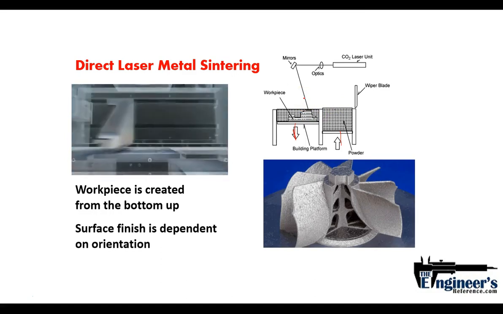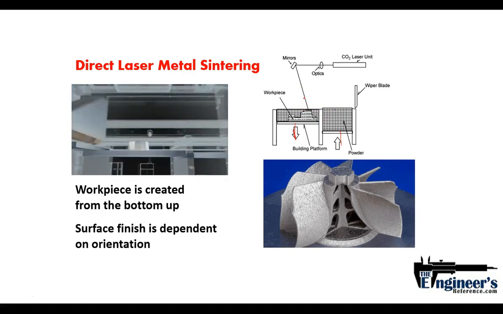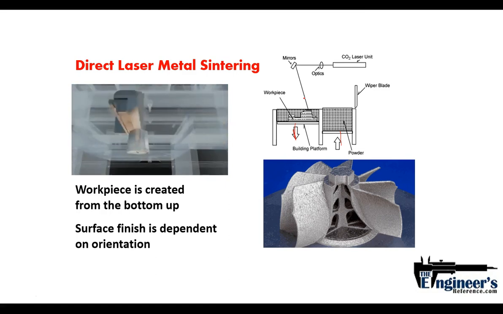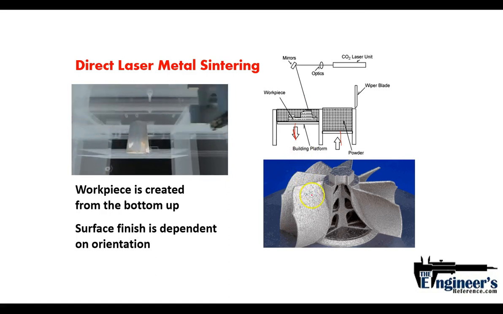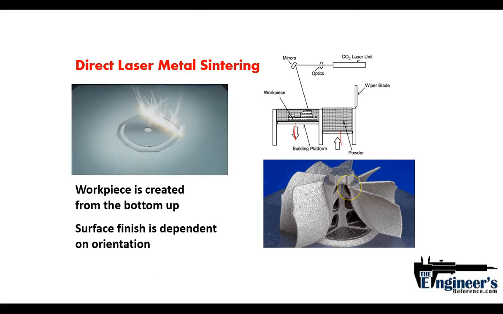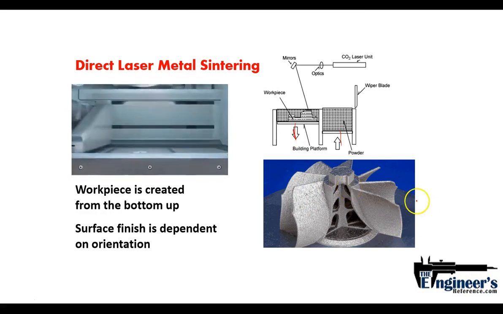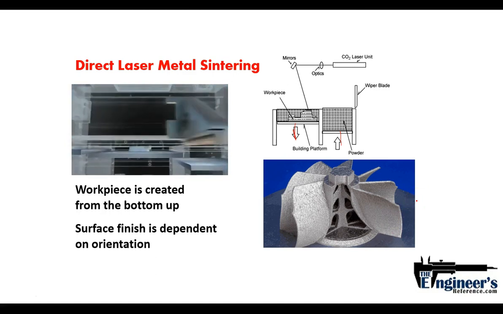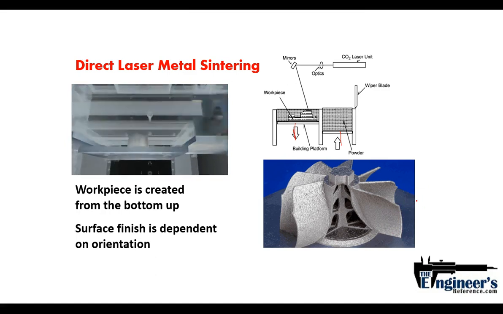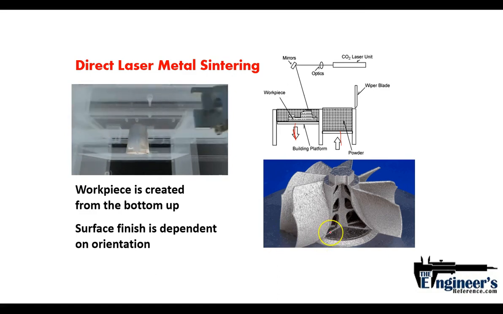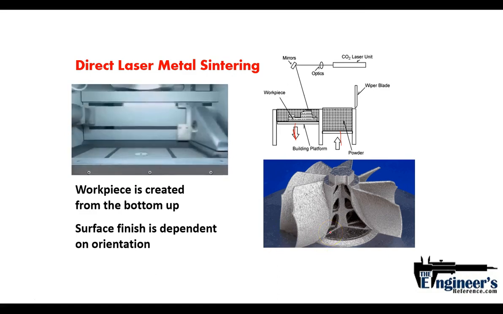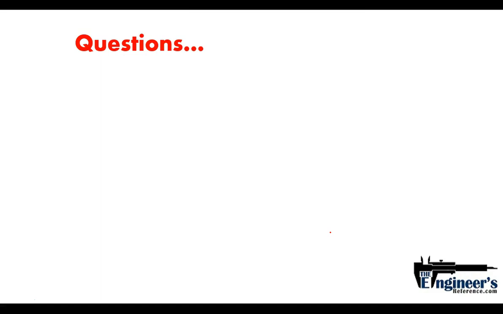Again, the surface finish is dependent on the orientation. So certain orientations are going to get better surface finishes than others. From the bottom, you actually see a very rough surface finish, versus, say, from the top or the sides, where it starts to improve a bit. You also have to have some structural material in order to support certain features as you build up.